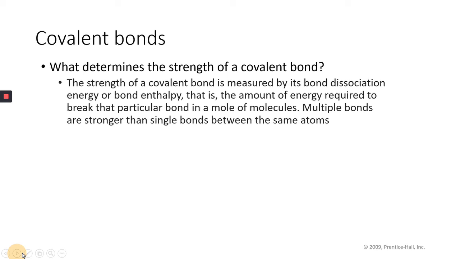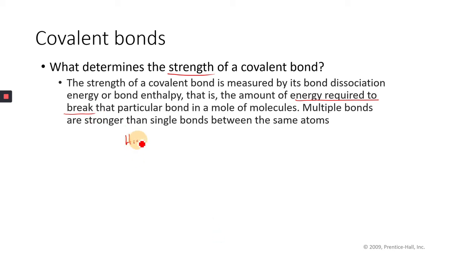So that's nice for the reactions, but what if we could take it down to even a simpler thing? Breaking bonds. When you break bonds, you have to put energy in, and when you form bonds, energy is released. So let's look at this for covalent bonds. What determines the strength of a covalent bond? The bond enthalpy, or how much energy is required to break the bond. The amount of energy required to break the bond tells you the strength of the bond.